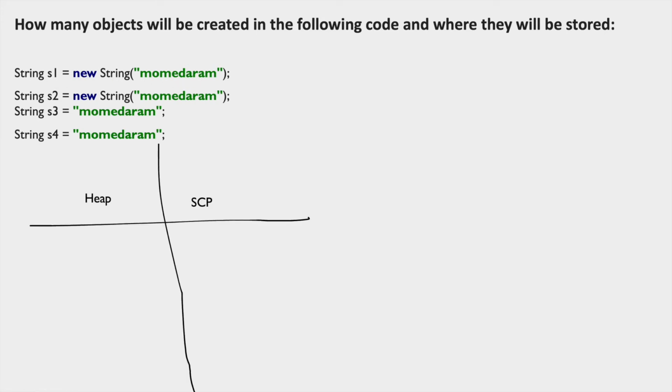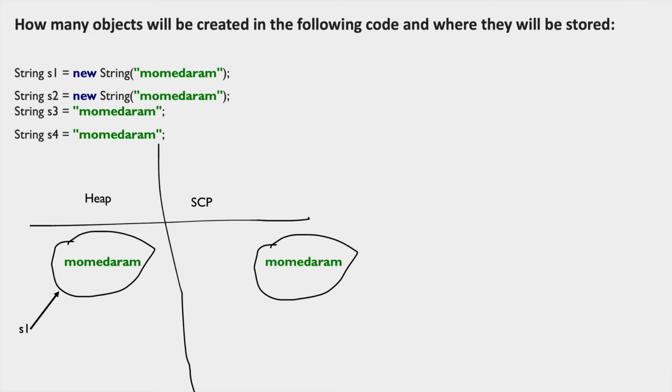As we know, whenever we create a string object by using the new keyword, the object will be created in the heap memory and it will be assigned to the reference s1. Also, a copy will be created in the string constant pool. Now the second statement, String s2 = new String("Momedaram").